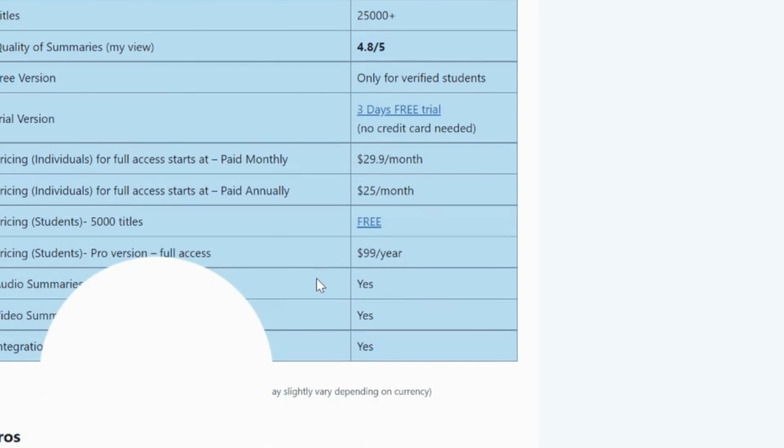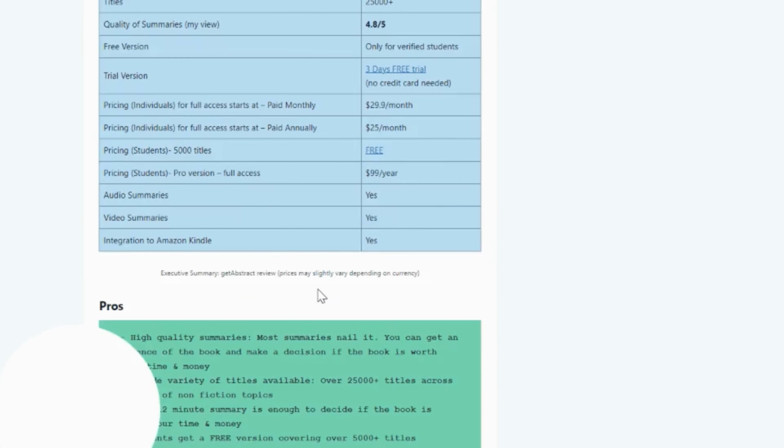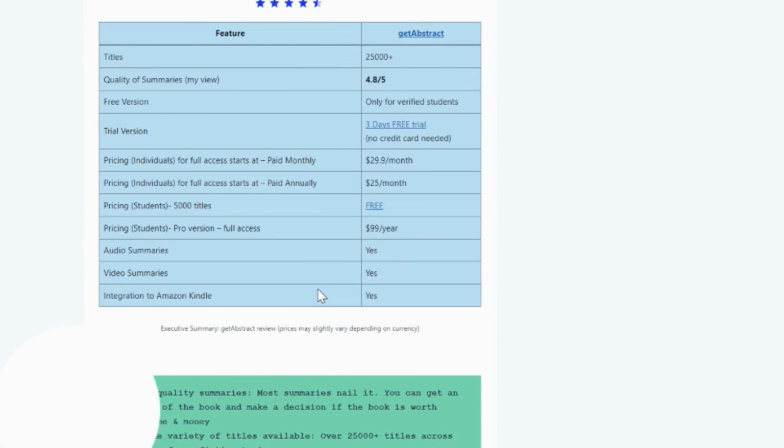A quick executive-level review of the app. If you don't have time, you could just watch this bit and stop the video. It's got over 25,000 titles, so that means it's got summaries of over 25,000 books, primarily non-fiction. And on the quality of summaries, I've read a lot of book summaries from getAbstract, and I rate it pretty highly. I've given it a number because I have to, but I think it's top-notch.